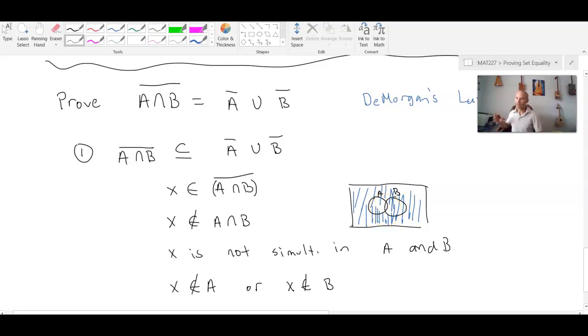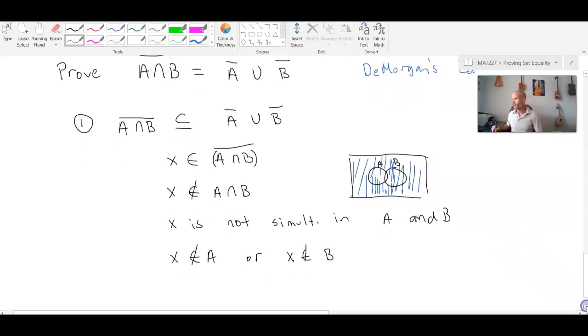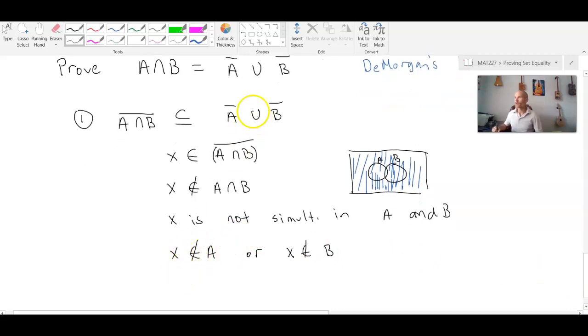So if it's not in a place where A and B are in common, then that means it's either not in one or the other, or perhaps not in both at all. So now we're very, very close. For X to not be in A intersect B, remember we want to show that X is in the complement. This means that precisely, if X is not in A, then X is in A complement, or X is in B complement. And if X is in A complement or X is in B complement, by definition of union, that means X is an element of A complement union B complement.